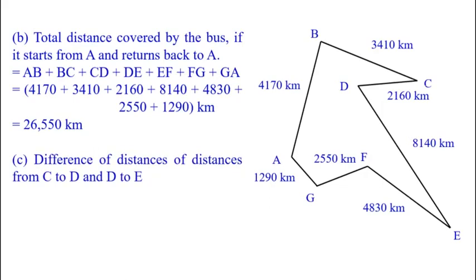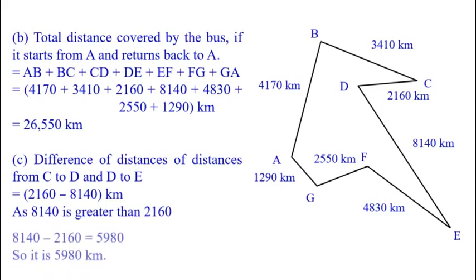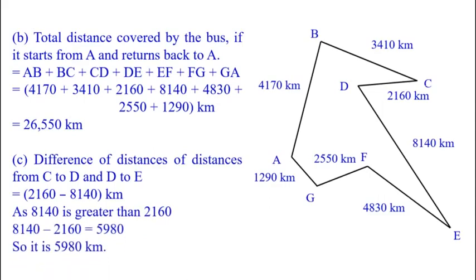Next question number C, difference of distance from C to D and D to E. So here C to D distance is 2160 and D to E the distance is 8140. As 8140 is greater than 2160 kilometer, so we have to subtract 2160 from 8140. So this is equal to 5980. So the answer is 5980 kilometer.